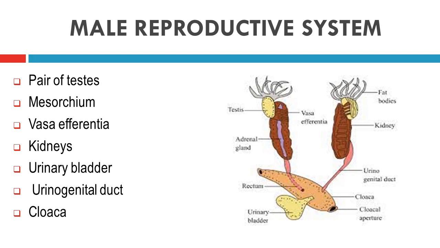So the pair of testes are located on the kidney, right? The testis is producing the sperm cells, and they are collected by the vasa efferentia. Then they move through the kidney. The kidney is collecting the urea, and meanwhile the vasa efferentia is bringing the sperm cells. So both will come out through the ureter, reaching the urinary bladder, then through the urinogenital duct it will reach the cloaca, and through the cloaca it will be eliminated out. Is it okay?